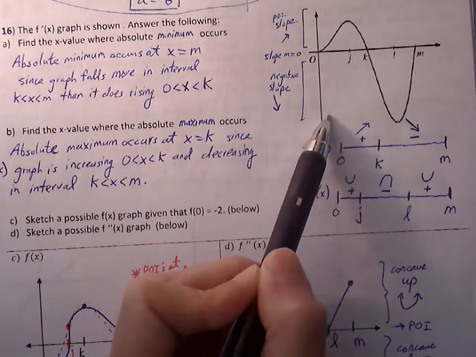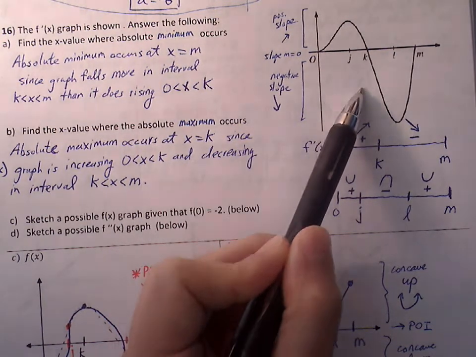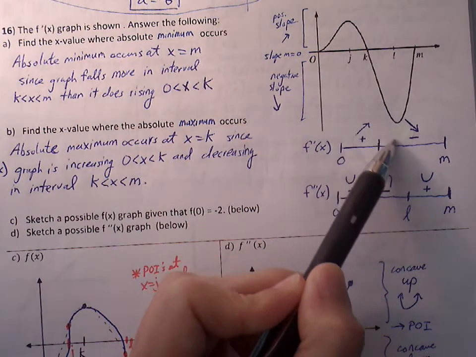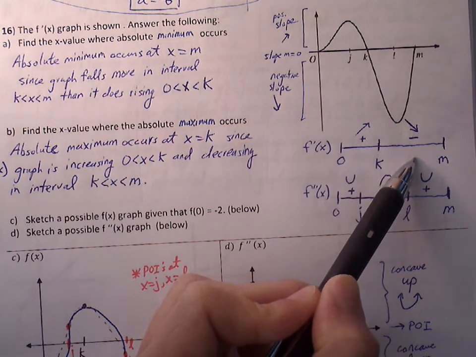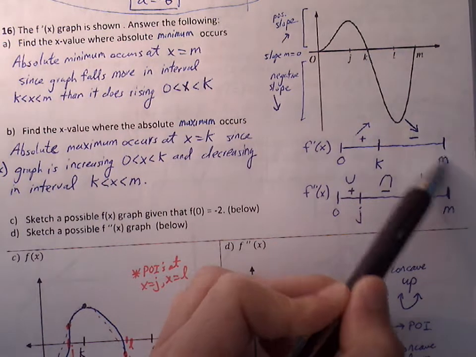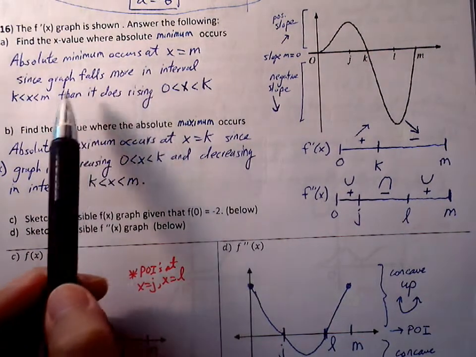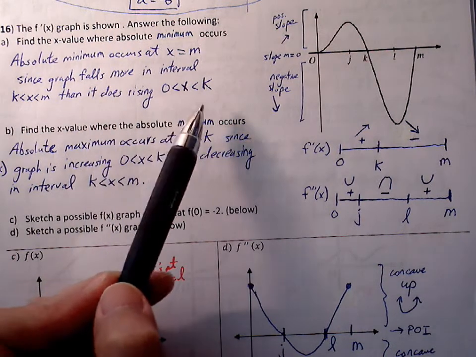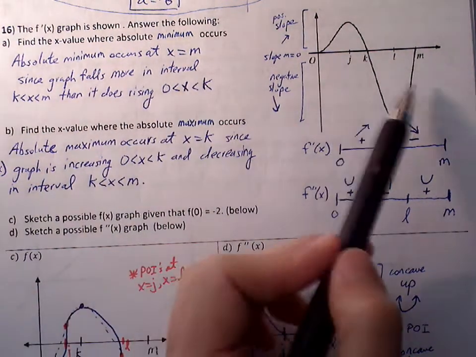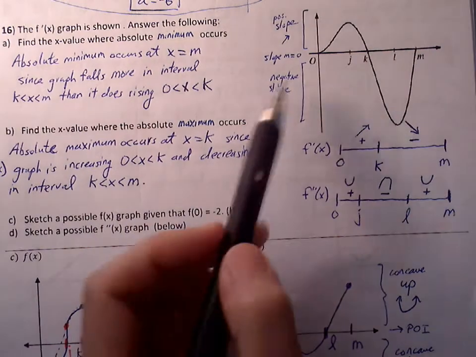If the graph starts at a point, it rises a little bit, and then it falls continually until it reaches the endpoint, we know that endpoint is going to have to be where the absolute minimum is. So absolute minimum occurs at x equals m, since our graph falls more in the interval from k to m than it does rising from 0 to k.